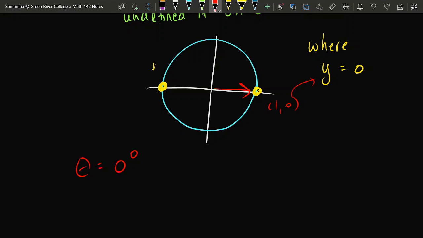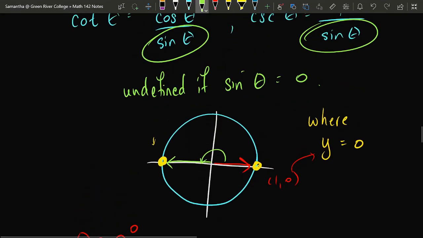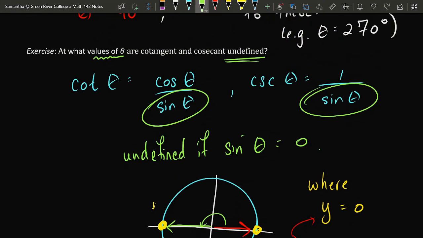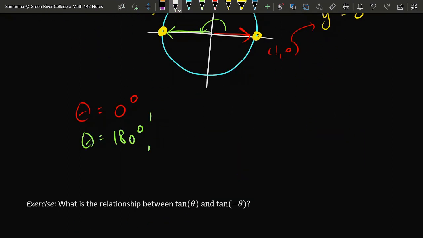How would I reach the other point? What angle is going to get me to this gold point on the left, where the y is equal to 0 over there as well? That's an angle of pi radians, aka 180 degrees. At these two angles, the y-coordinate on the unit circle is 0, and therefore sine of theta is 0, and therefore cotangent and cosecant are undefined. And just like in the previous exercise, any angle which is coterminal to these two will also cause the same problem of division by 0.